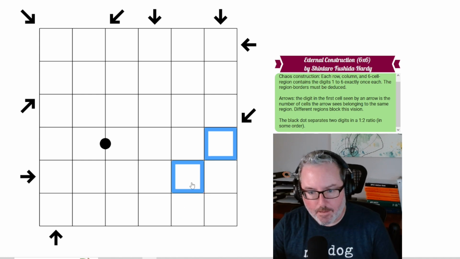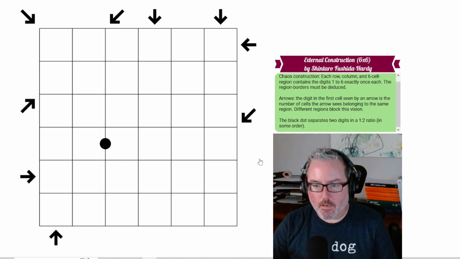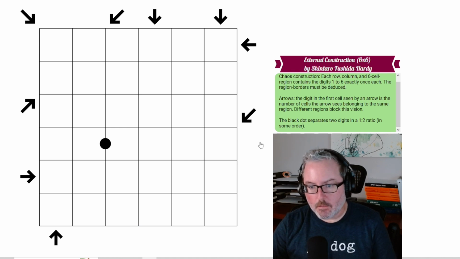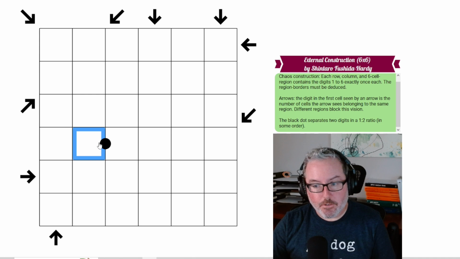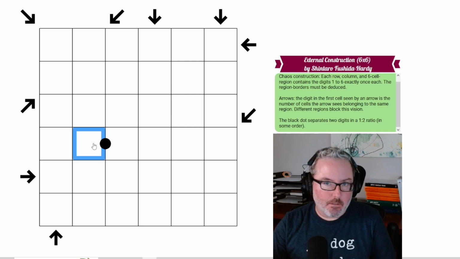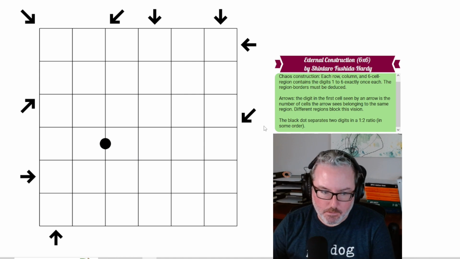If it was a 2, it would have to be able to see both of these cells, and it would have to connect in some way. And of course, if it's a 3, it would be the same type of thing. So that's the concept it looks like these arrows are creating. The only other rule we have is the black dot separates 2 digits in a 1 to 2 ratio in some order. So that's a Kropki dot variant. The 2 digits on either side of this black dot are in a 1 to 2 ratio, or another way to say it is that one of the digits is half or double of the other. And that's all we get in terms of our rules.